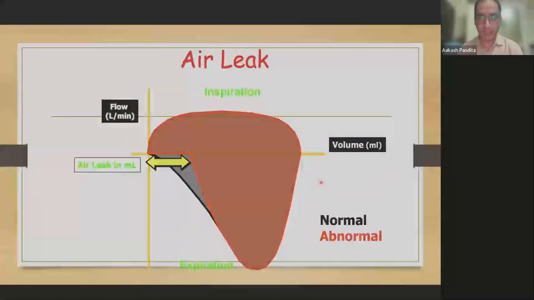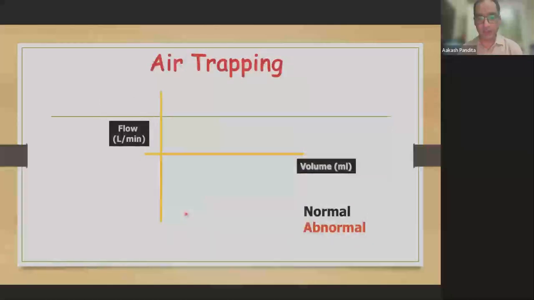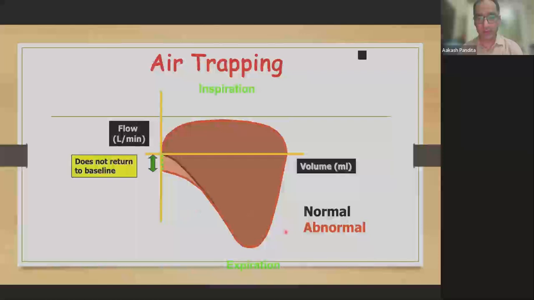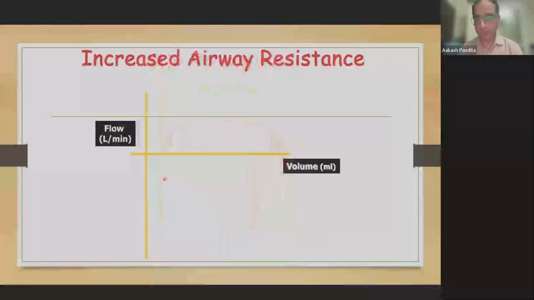So whenever there is an air leak, the expiration never touches the y-axis. It comes back to the x-axis, and this shows us that there is an air leak in the circuit. Similarly, if there is air trapping, then the expiration does not touch the baseline, and this shows us that there is air trapping, which may be because of secretions or other reasons.